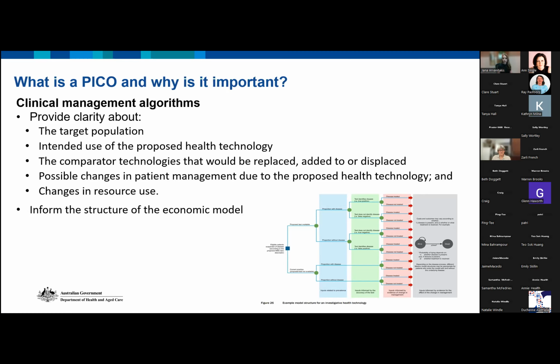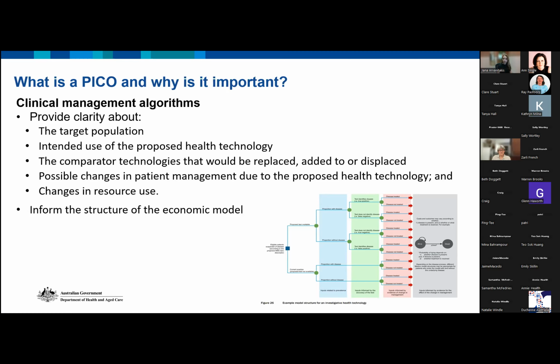Clinical management algorithms are important because they provide clarity about the target population, the intended use of the proposed health technology, the comparator technologies that would be replaced, added to, or displaced, possible changes in patient management due to the proposed health technology, and changes in resource use. So ultimately, the algorithms are fundamental in informing the structure of the economic model, and that's a generic diagram of what an economic model could look like. So it does get quite complicated.